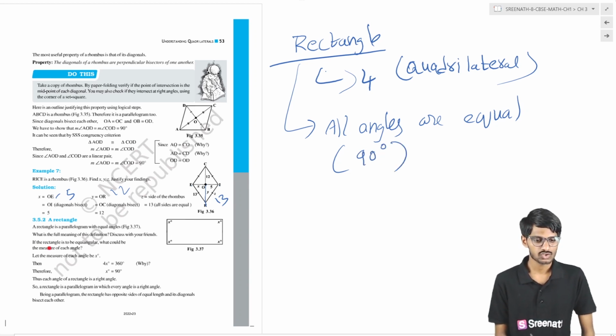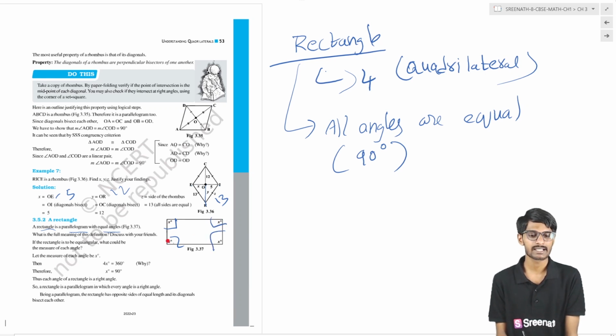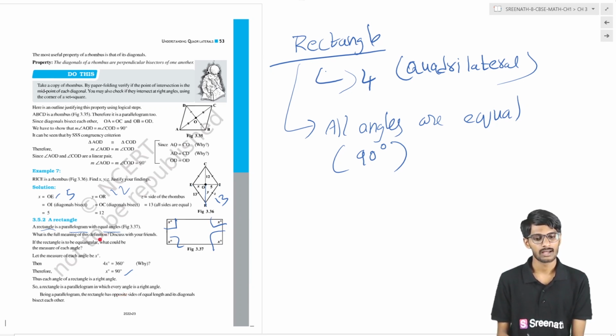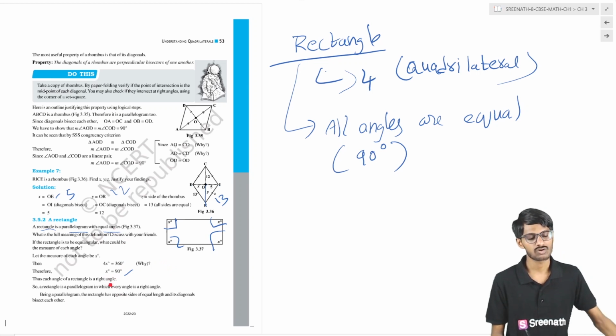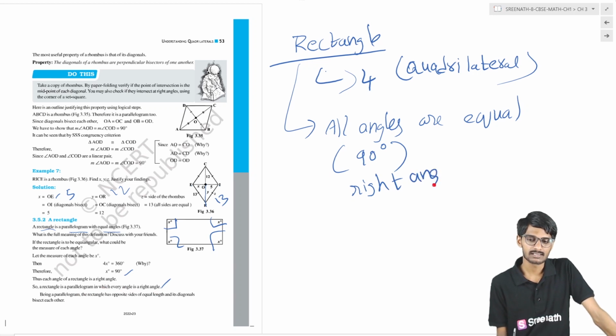Okay, students. So if a rectangle is to be equiangular, what could be the reason? What is the full meaning of that? A rectangle is a parallelogram with equal angles. A rectangle is nothing but a parallelogram with equal angles. All these angles are the same, and each angle is equal to 90 degrees, students. Now a rectangle is a parallelogram in which every angle is a right angle, which is 90 degrees. So how will it look? It is like that.